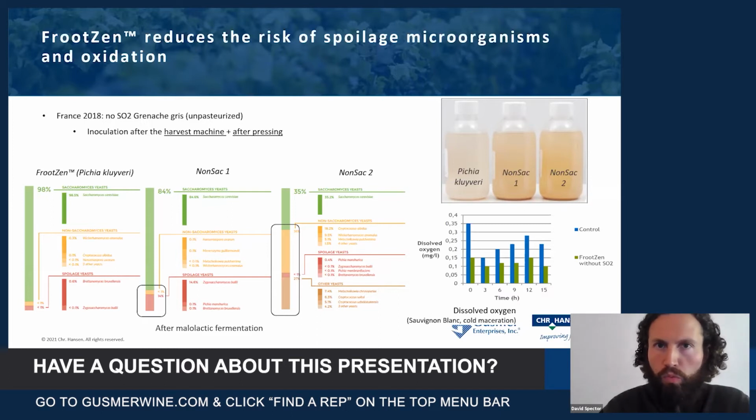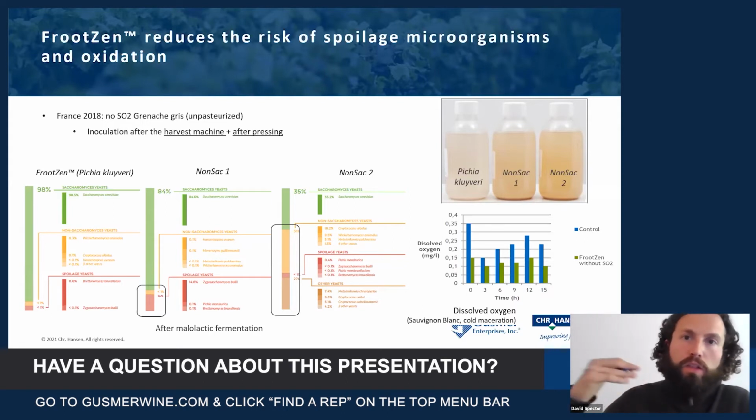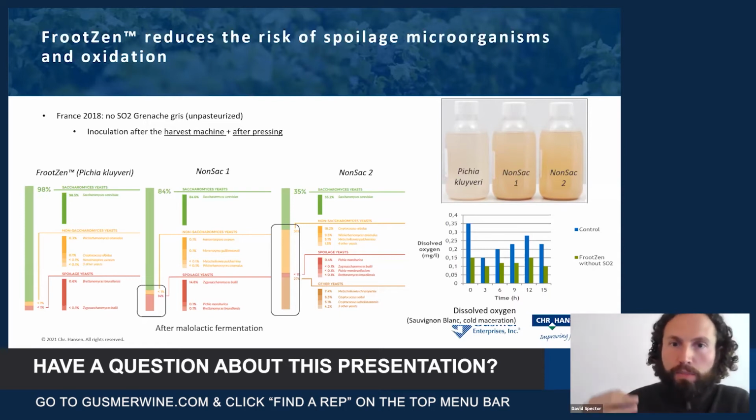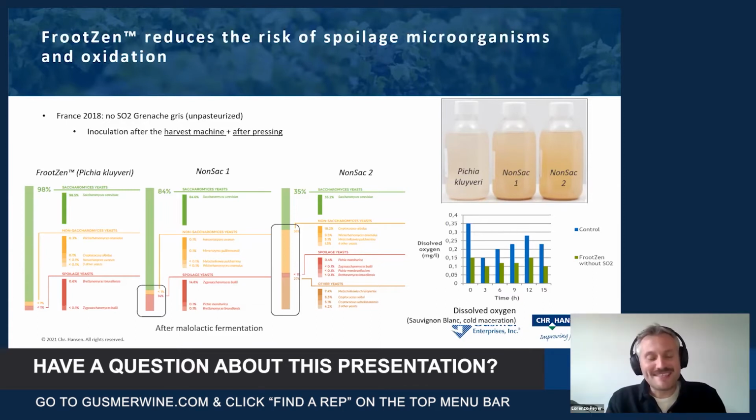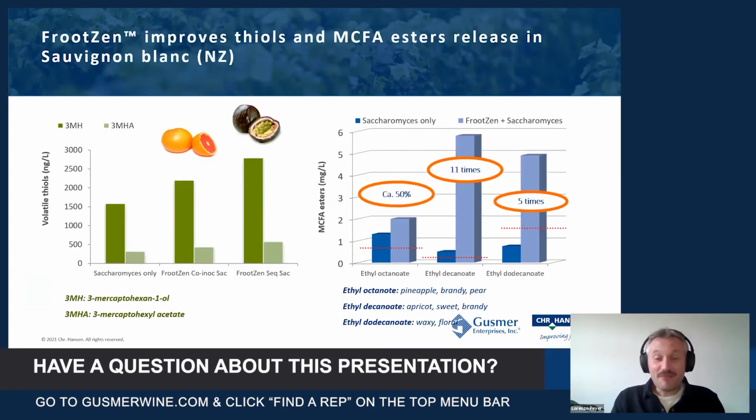And will you be touching on how we can reduce SO2 by increasing the lactic acid, by decreasing the pH, using Lachancea thermotolerans as well? Yeah, I will come to that. Absolutely, we do that. Good point. Let me finish on FrootZen.